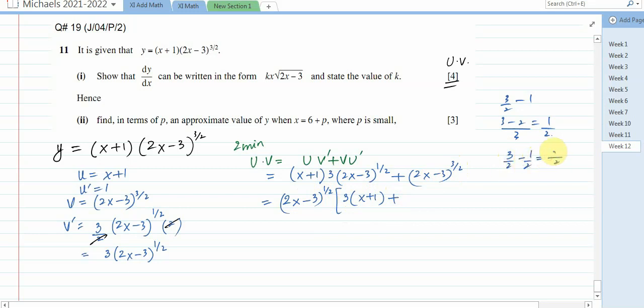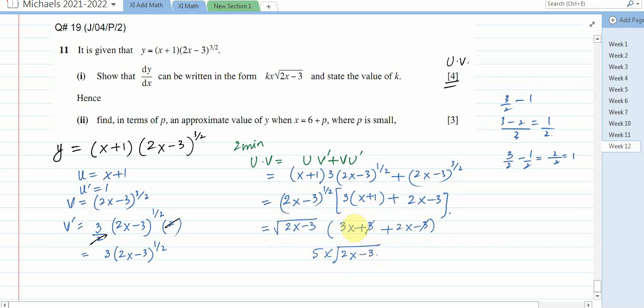So what is left? It's 1. So the leftover part is 2x minus 3. Alright. Outside the bracket, it's 2x minus 3 to the power 1 upon 2, which means under root. If you multiply the bracket, it's 3x plus 3 plus 2x minus 3. Plus 3 and minus 3 cancel. So you have 5x inside the bracket and the root we have is 2x minus 3.